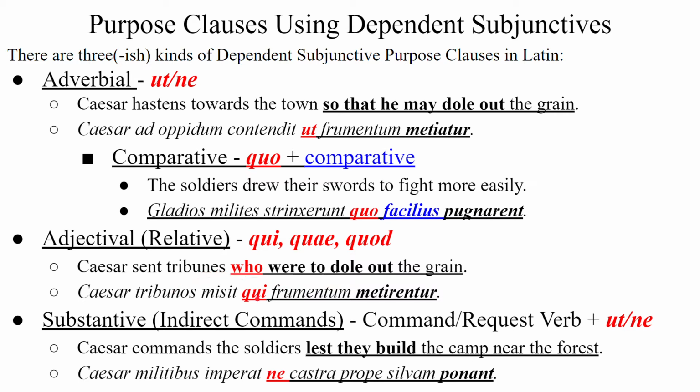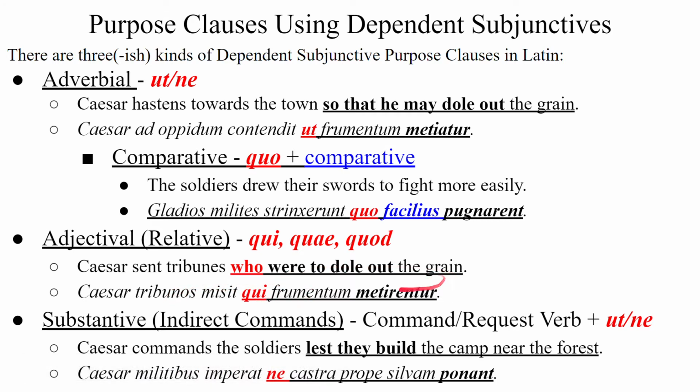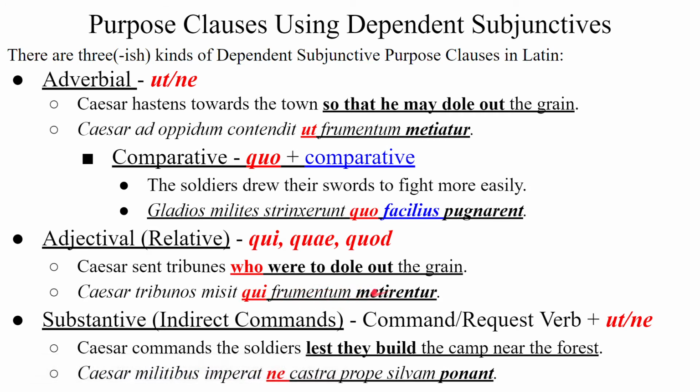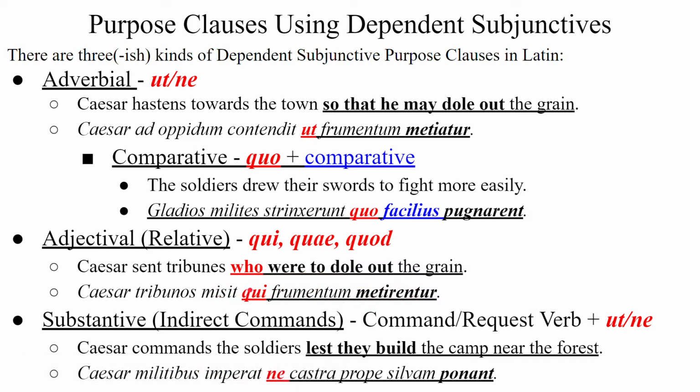The antecedent of the relative is tribunos. That's who we're talking about here. Caesar sent tribunes, and these tribunes are the guys who are to do this thing. So this adjectival relative purpose clause basically is just giving us more information about the purpose of the antecedent. It's giving us the antecedent's job instead of telling us why the action happened.